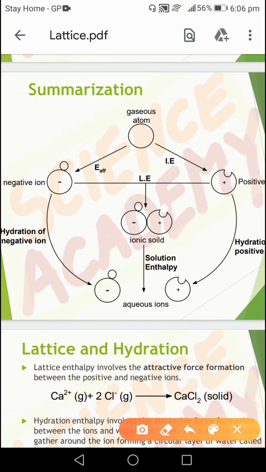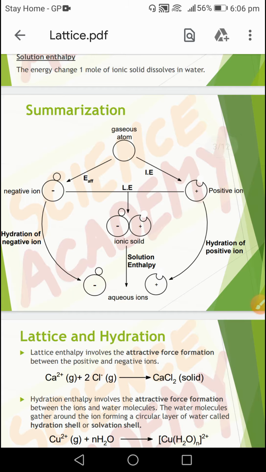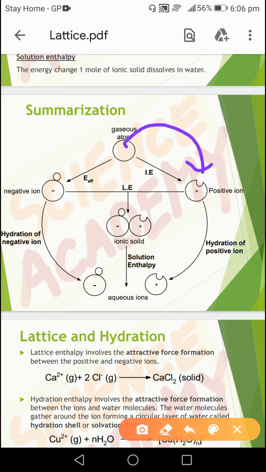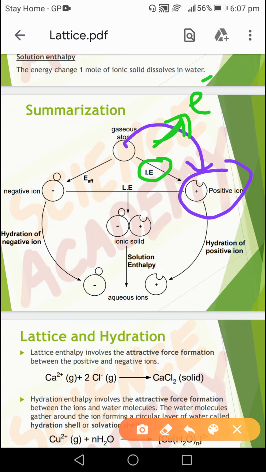Okay, so next, what do we have here? Look, here you already have the gaseous atoms produced, isn't it? Let me zoom out a little. So when you are converting a gaseous atom into positive ions, since you are forming positive ions, you must be taking out electrons from the gaseous atom, isn't it? So the amount of energy that you have to spend here will be known as the ionization enthalpy or ionization energy. Okay, so when you are talking about ionization energy, you have to take out electrons.